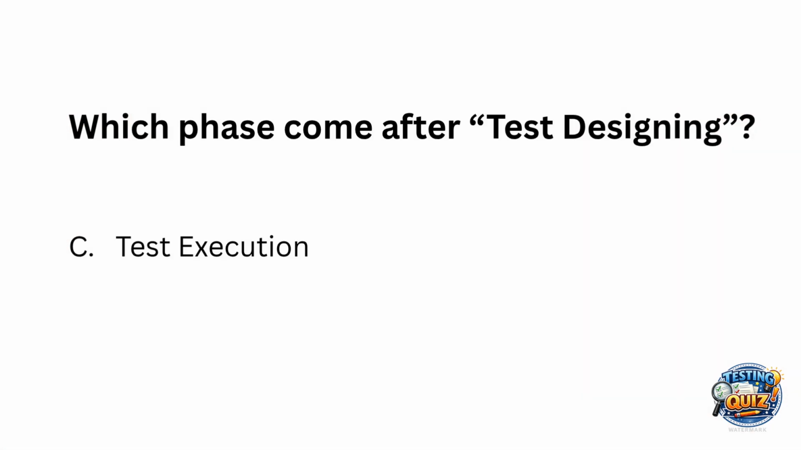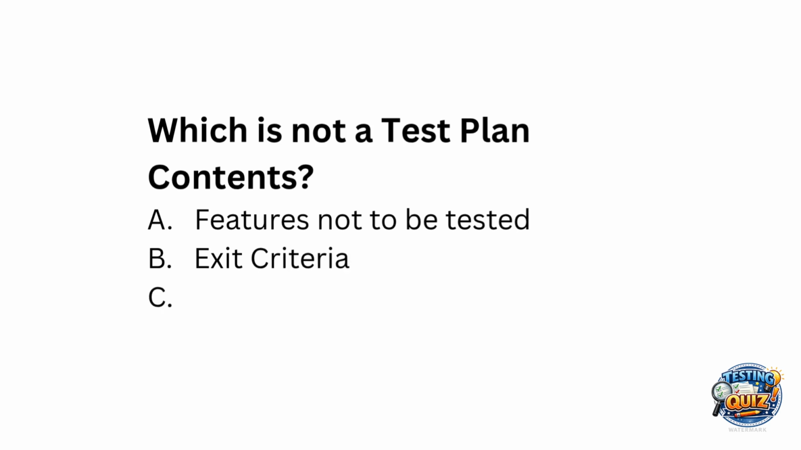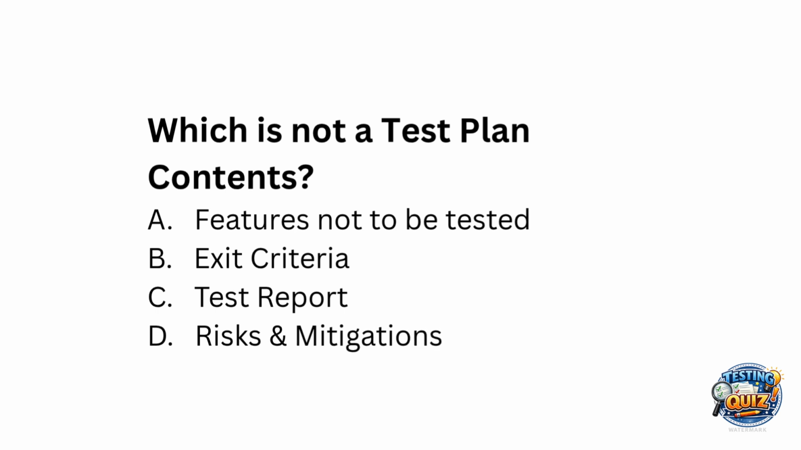The correct answer is C. Test execution. Which is not a test plan content? A. Features not to be tested. B. Exit criteria. C. Test report. D. Risks and mitigations.